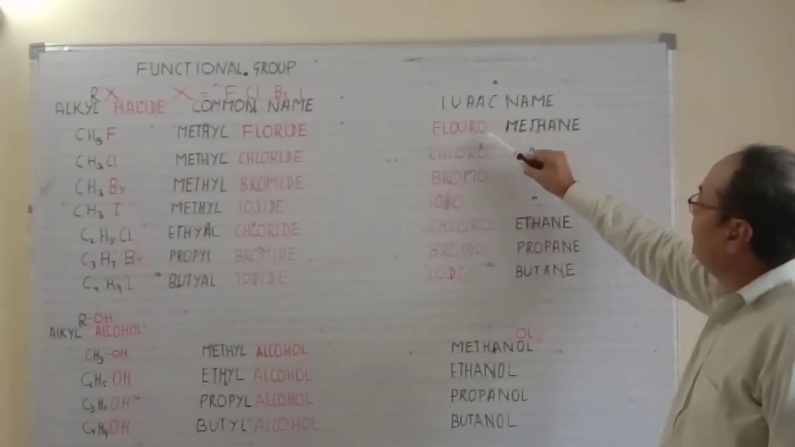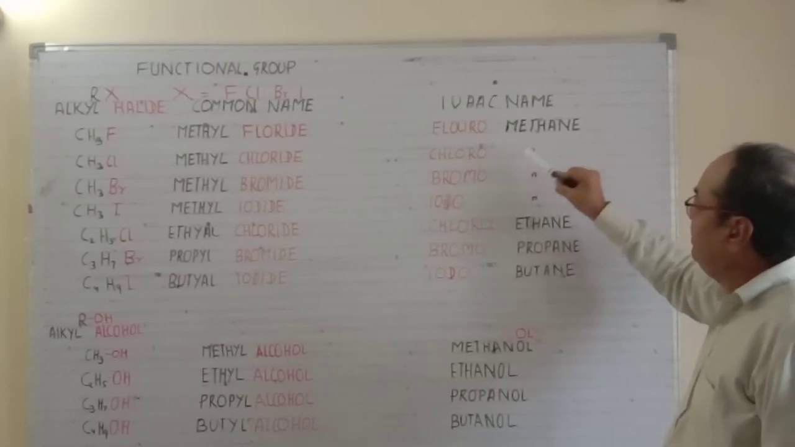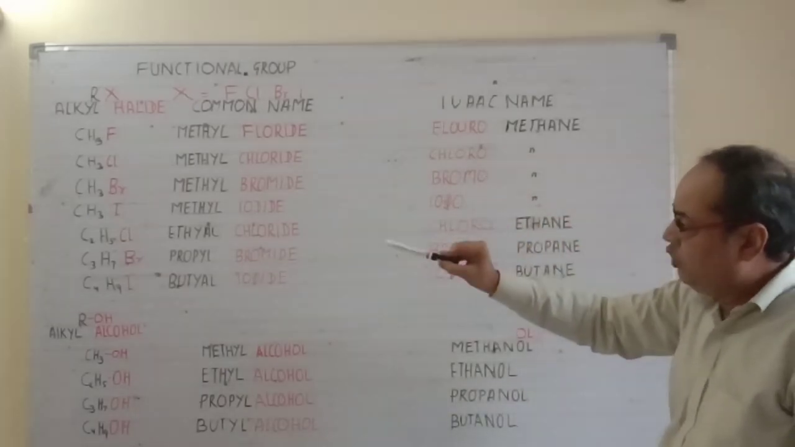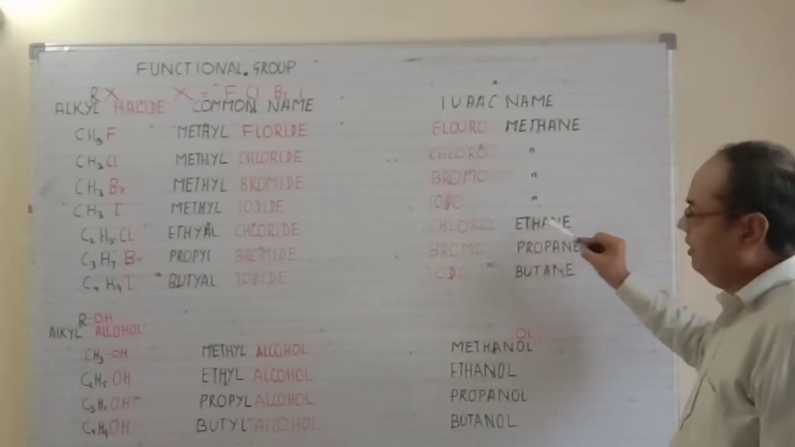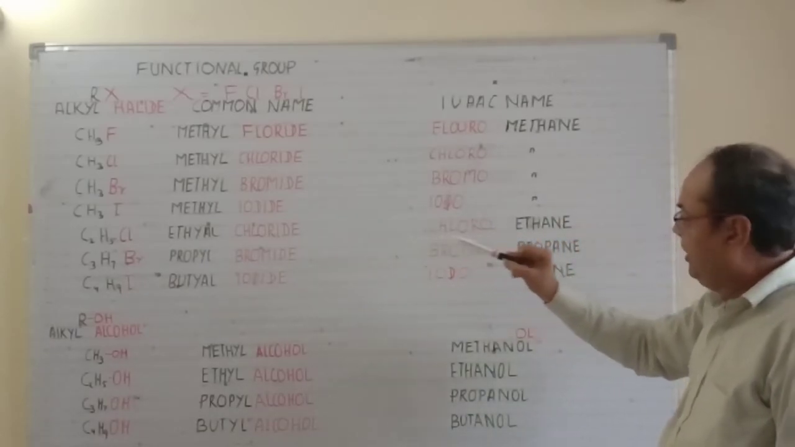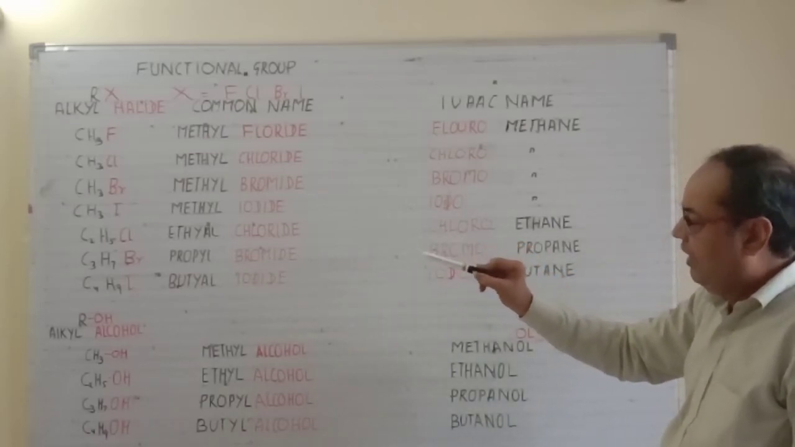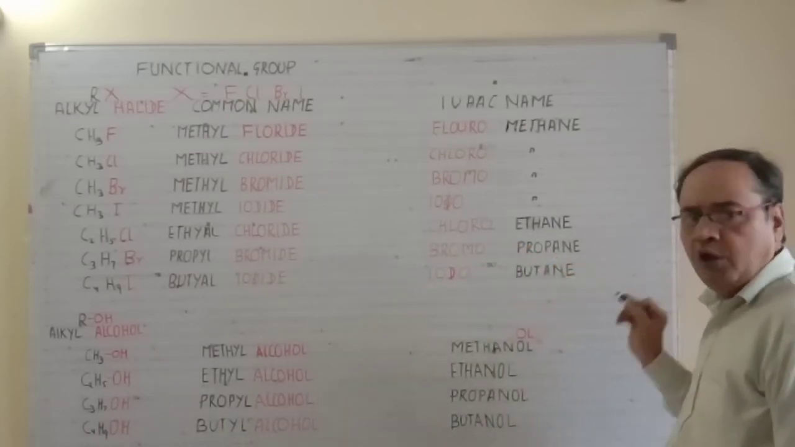IUPAC name is known as fluoromethane, chloromethane, bromomethane, iodomethane. Same way with C2H5Cl, we have chloroethane. With C3H7Br, we have bromopropane. With C4H9I, we have iodobutane.